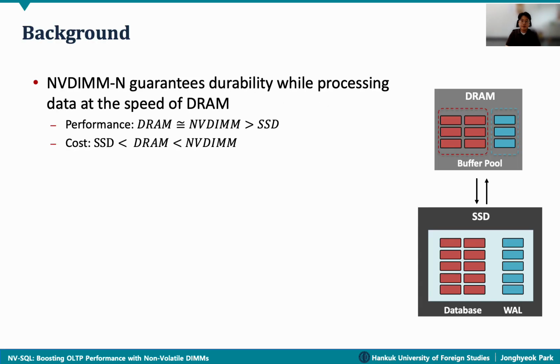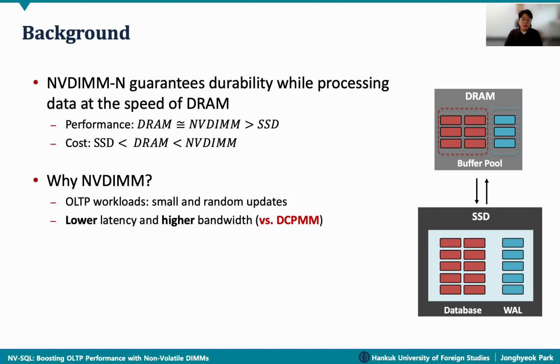Non-volatile DIMMs present great opportunities to bridge the performance gap between DRAM and SSD. However, due to the high cost of NVDIMMs, using large ones as a single buffer to keep entire pages isn't cost-effective. We focus on the NVDIMM for two main reasons. OLTP workloads typically have small and random updates, which entail a lot of cache flush operations. When compared to Intel Optane DCPMM, NVDIMM provides lower latency and higher bandwidth. This offers optimization opportunities to leverage a compact NVDIMM buffer.